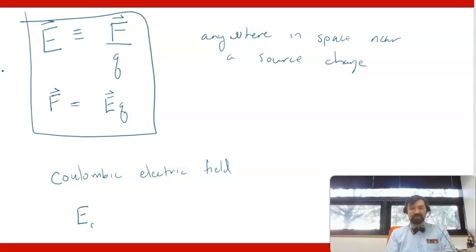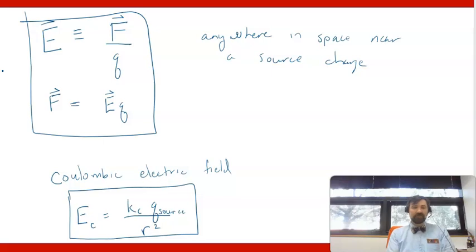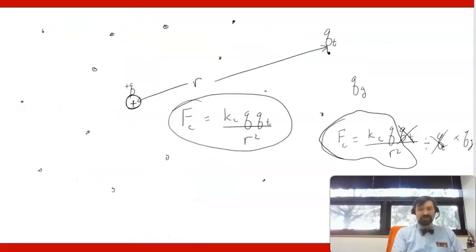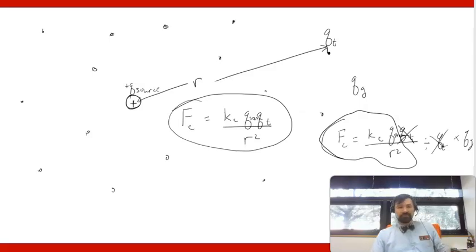So we could say E Coulombic is Coulomb's constant Kc times the charge source, we'll call that the source charge, divided by r squared, where r is the distance away from that source charge. Okay, so there's been a little bit of a bait and switch in as much as this is now the source charge, and so this right here should be called source charge. This one right here is also source charge. Okay, and that is basically electric fields.